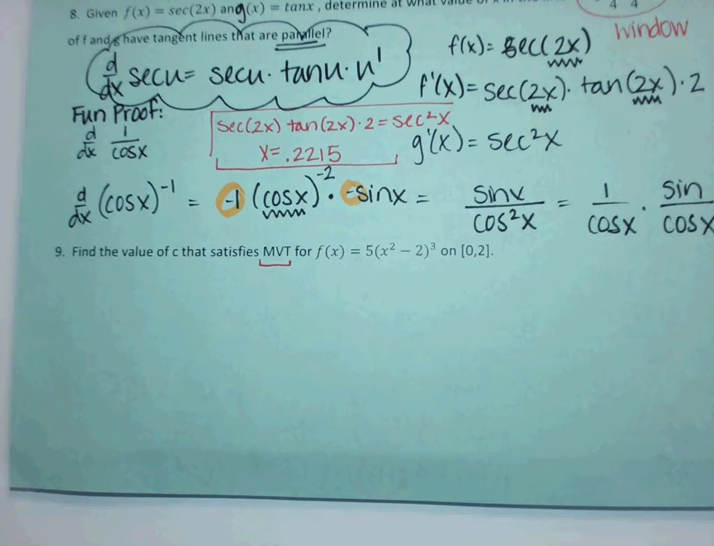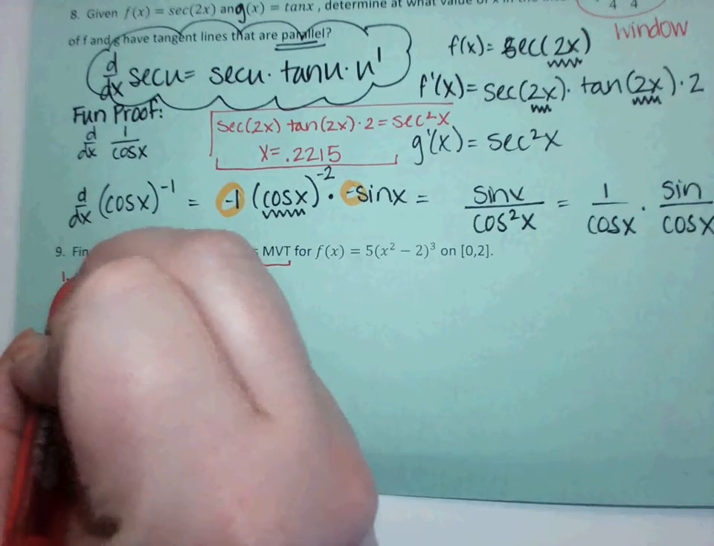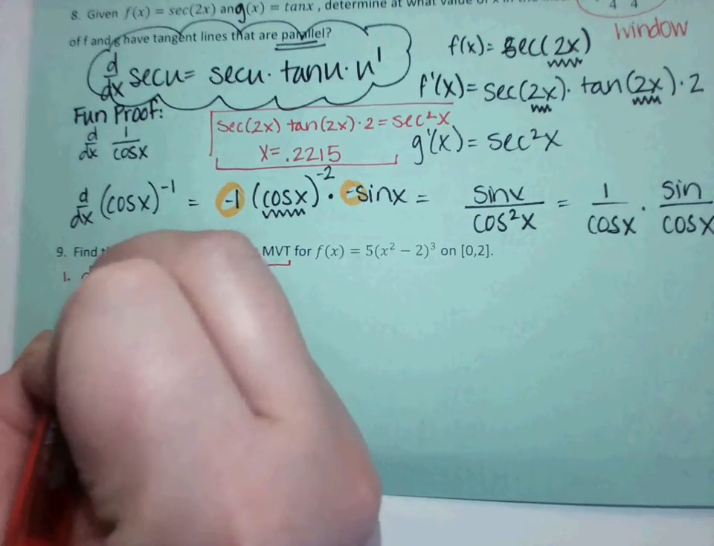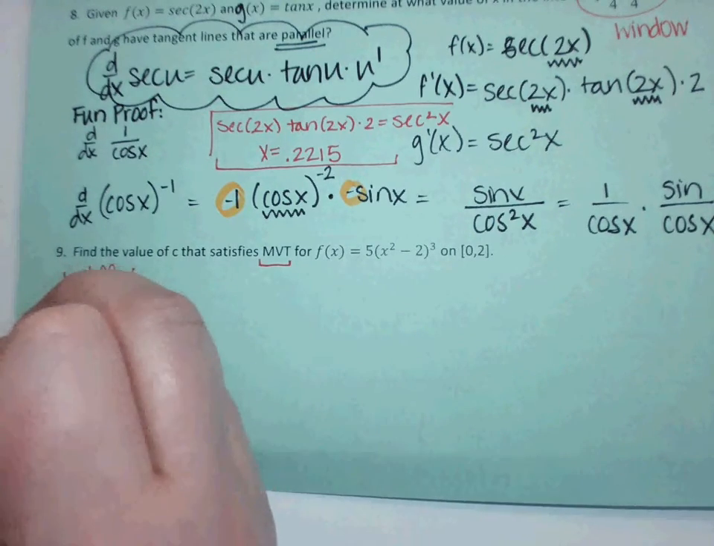Okay, what type of function does it have to be? Continuous and differentiable. Okay, now keep in mind that if it's a cubic, we already know it is going to be a regular polynomial. Okay, the second thing you have to find is the average rate of change.